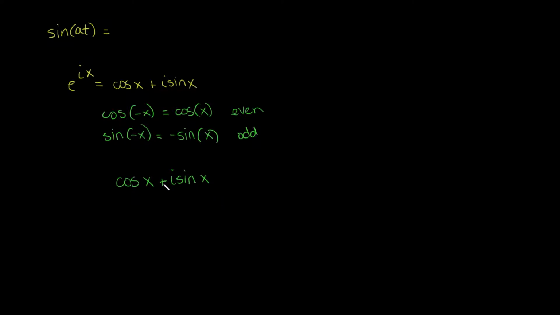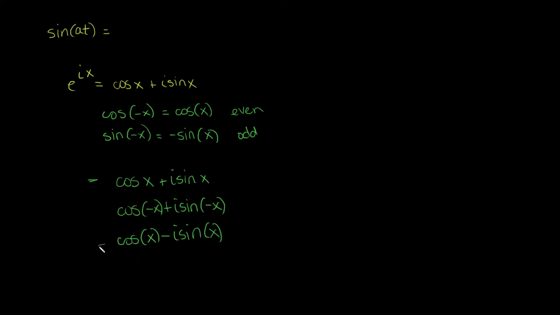If we took the cosine of x plus i sine of x, let's say we were trying to get at the cosine of x. If we used negative x's, we could say cosine of negative x plus i times the sine of negative x. Cosine's even, sine's odd, so this is going to be the cosine of negative x, which is just the cosine of positive x minus i sine of x.